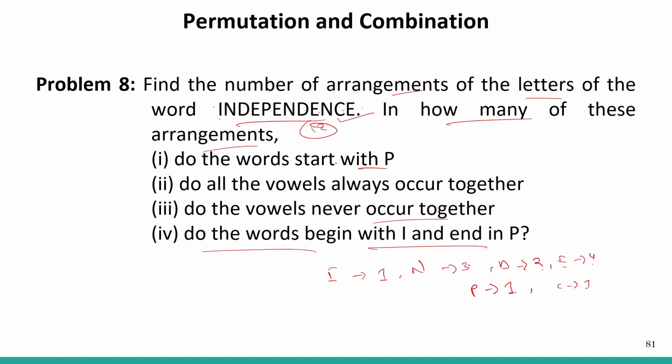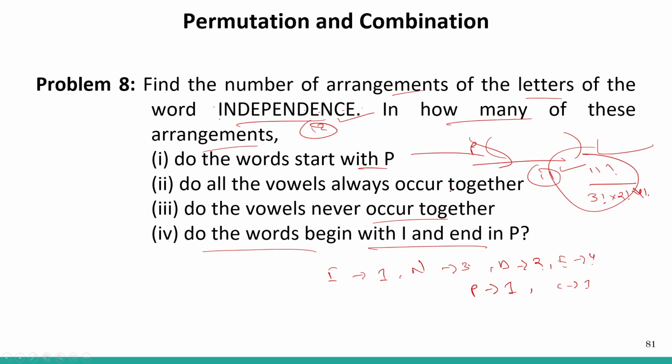So do the words start with P? P has only one choice, so we start with P. The remaining options are 11 letters. Among these 11, there will be 11 factorial by 3 factorial into 2 factorial into 4 factorial. This much will be the answer of part I. And for part II, do all the vowels always occur together?